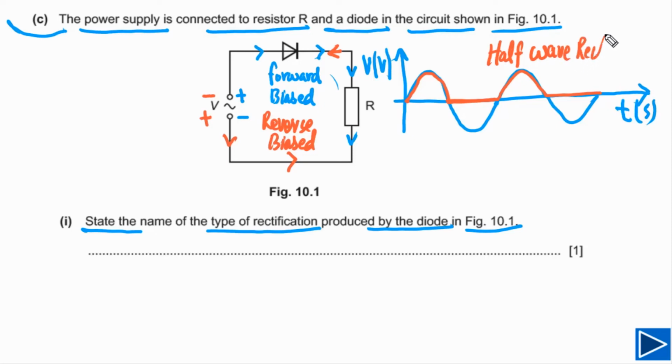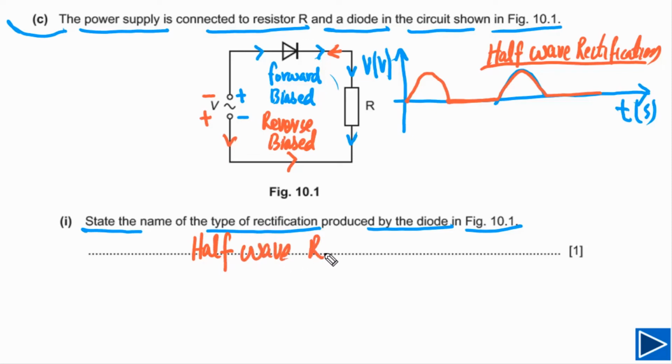So simply we can say this is half wave rectification. Let me show you how the final curve will look. So this is how the final curve will look like. Simply we have to write down that the type of rectification is half wave rectification. We also have full wave rectification. This question has only 1 mark, so if you have written this one, you get 1 mark.